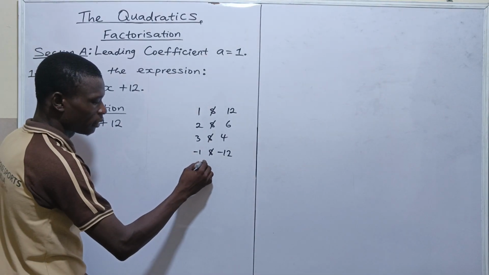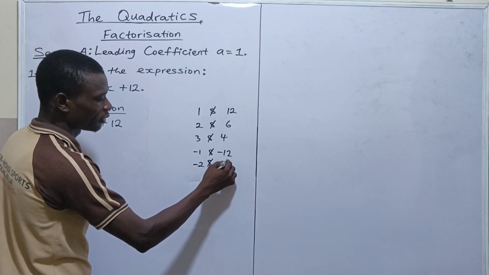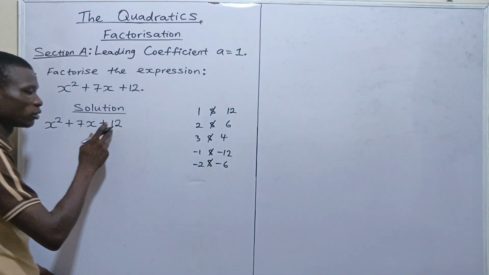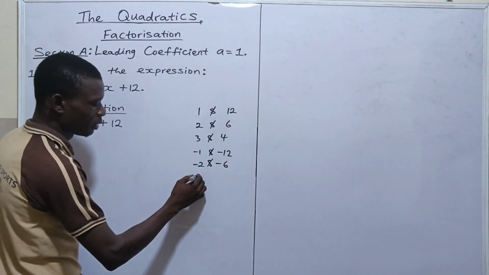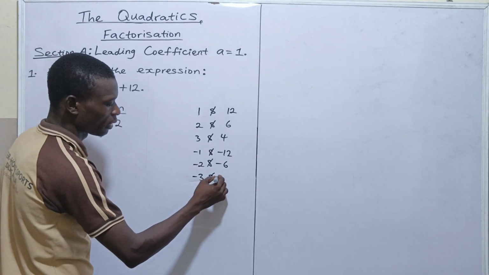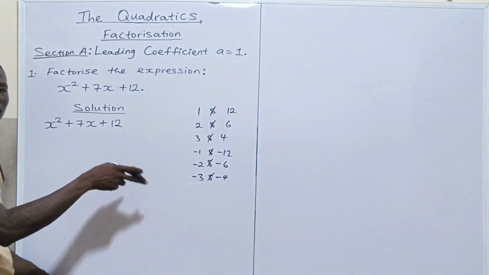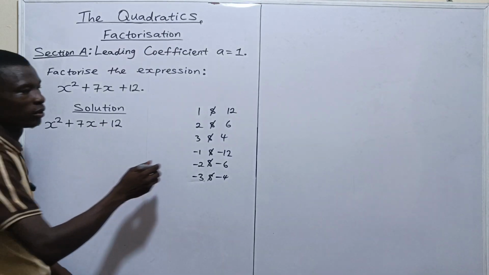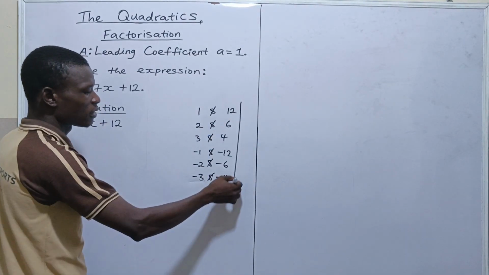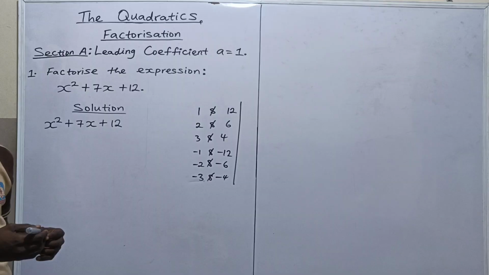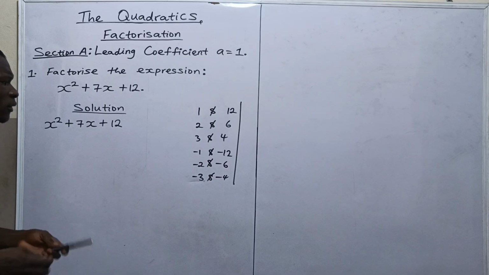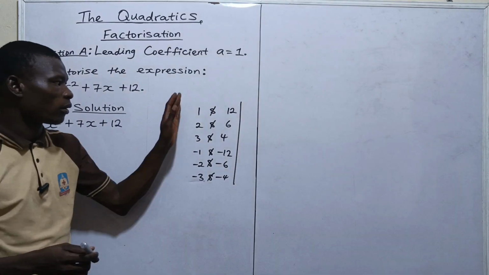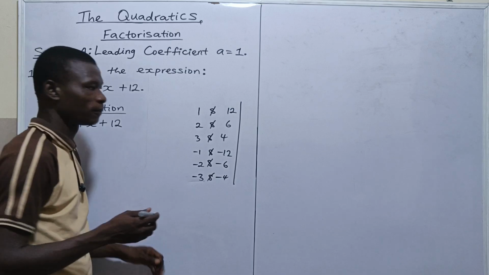We have -2 and -6, because -2 times -6 also will give us what? +12. And then we have -3 and -4, because -3 also times -4 will give us what? +12. Now, these are all the factors of 12 in pairs. Now, let's add these factors together.